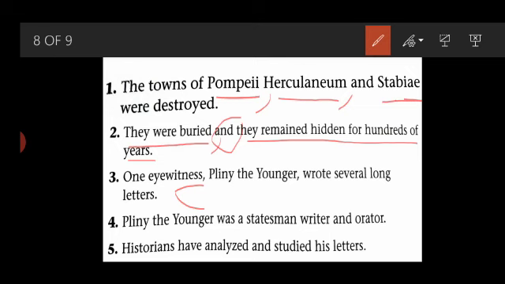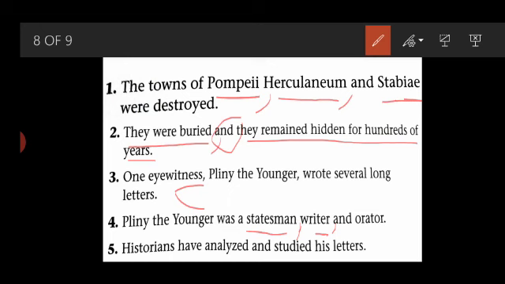Pliny the Younger was a statesman, writer, and orator. So I have three different items once more again. So between the first and the second, statesman and writer, I have to use the comma, and before and orator, I have to use another comma.